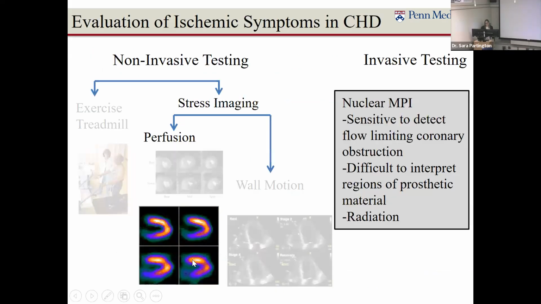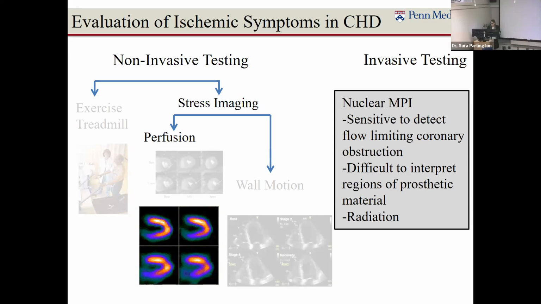And then of course we have nuclear myocardial perfusion imaging. This is a really sensitive tool to detect coronary obstruction. Some of the challenges that we do see in congenital heart disease is that we don't have great spatial resolution, so it's hard to know, when you see a perfusion defect that's fixed, whether it's prosthetic material or infarct. So you have to really take into account the patient's repairs and anatomy when you're interpreting these studies, and there is a radiation burden. We're going to look at a nuclear perfusion scan at the end when we go back to our case.